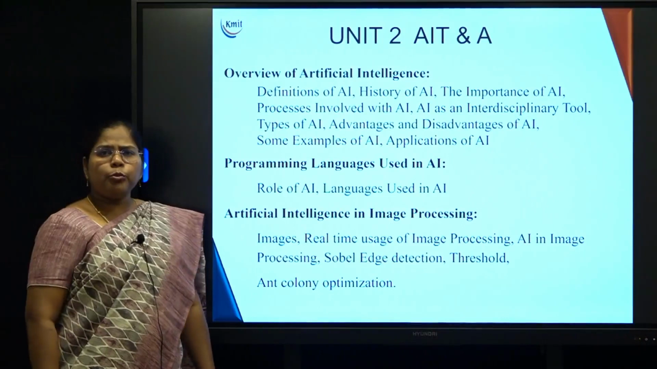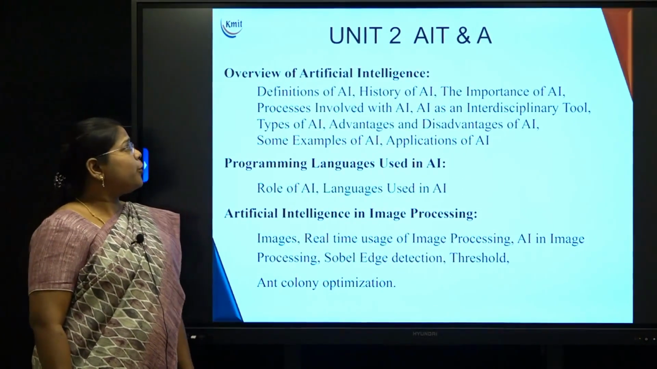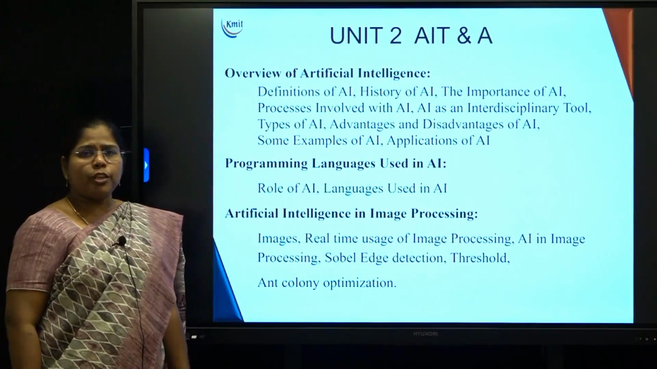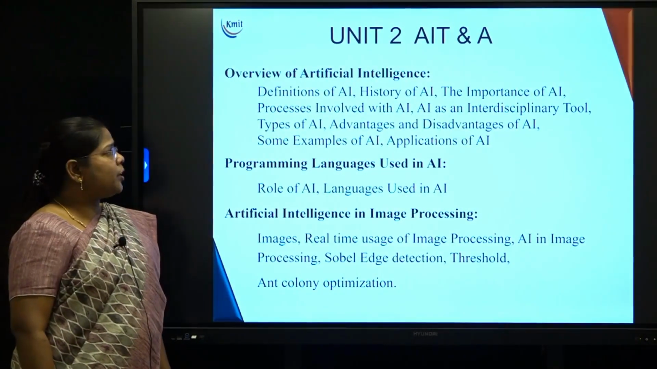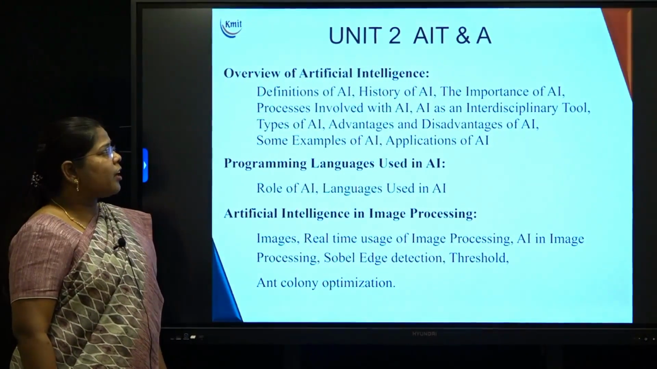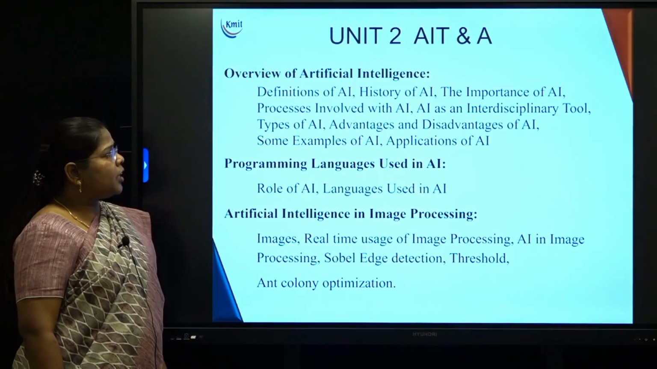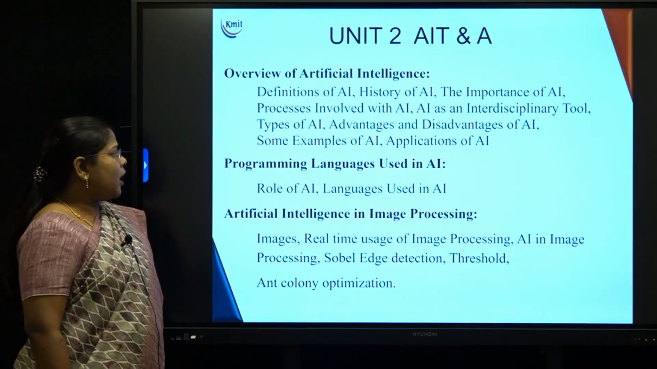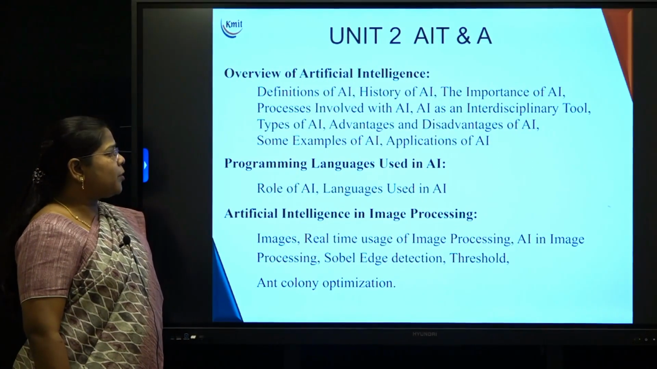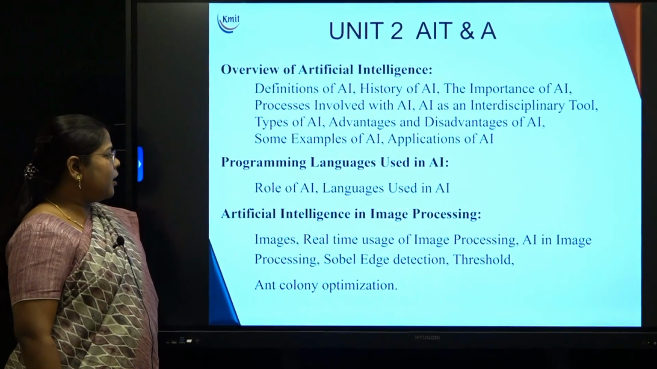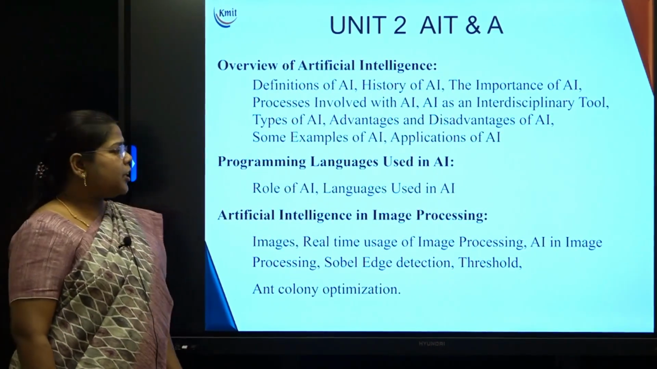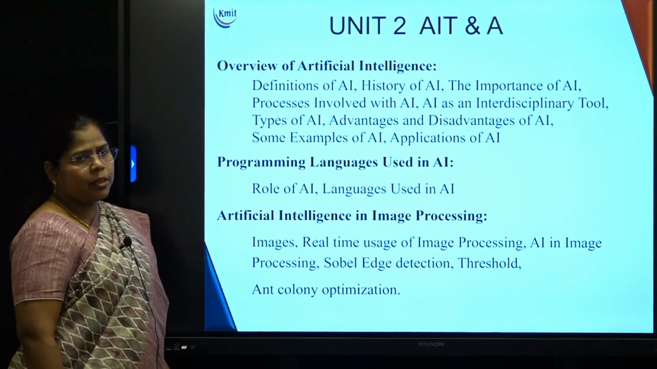In Unit 2, we will be covering the overview of artificial intelligence. In that, we will study the definitions, history, importance and process of AI, and it is used in interdisciplinary tools, types of AI, and so on. And also we will be studying programming languages used in AI, and artificial intelligence in image processing, real-time image processing.